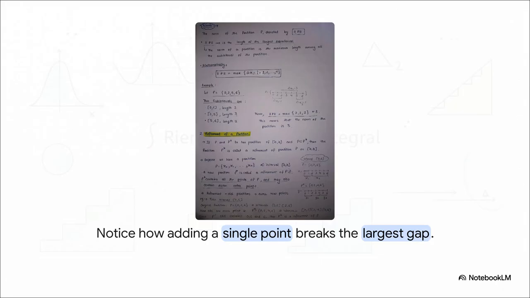What's really cool is how visualizing this brings the whole concept home. Look at the setup for P, with that massive gap between 2 and 6. Then compare it to P star. By adding just that single extra point at 4, we force that giant subinterval to break right in half. The slices are getting smaller, tighter, and so much more precise.